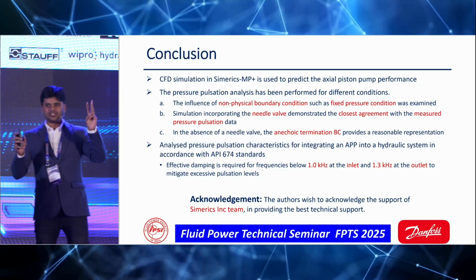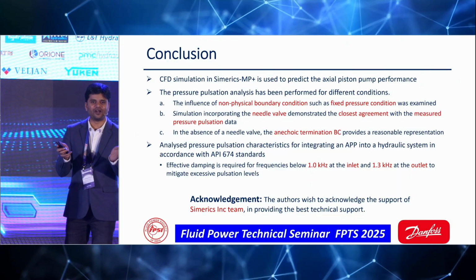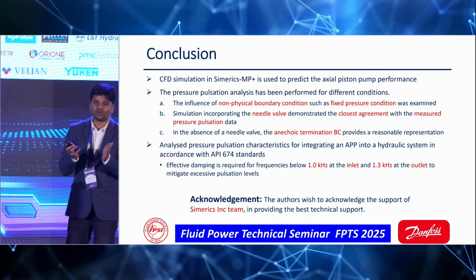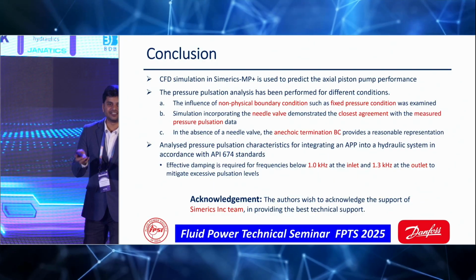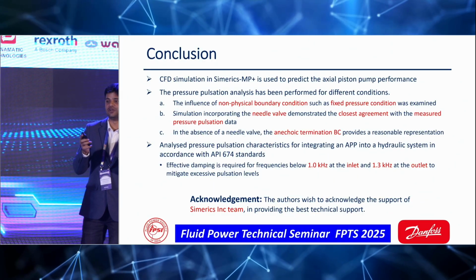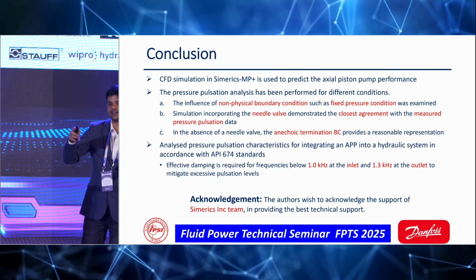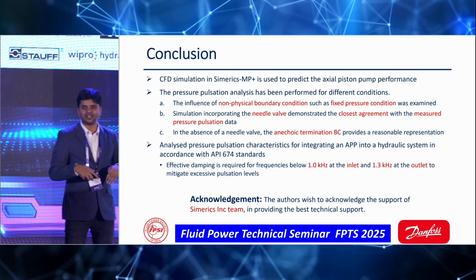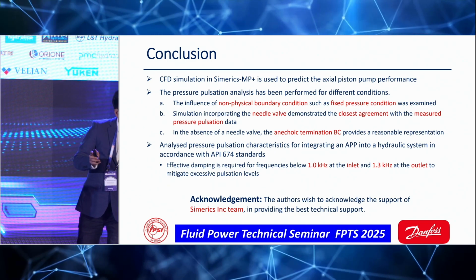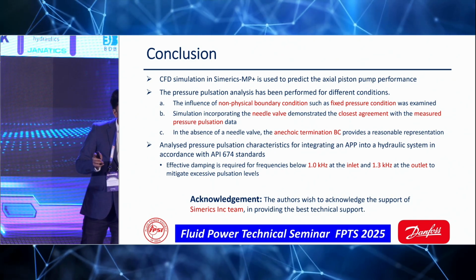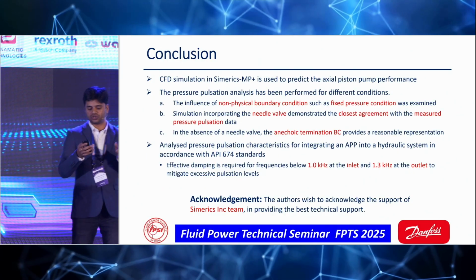Finally, there are three messages. One is for the general audience: axial pistons are used for hydraulics, especially for water, and we have that solution for you. For computational fluid dynamics engineers, be aware of what kind of boundary condition you are using. It is very important, more important than your mesh, because it dictates the physics. Third, if system designers are here, you have to use the dampener to mitigate this pulsation, at the inlet up to 1 kilohertz and at the outlet 1.3 kilohertz. Still, you can mitigate these pulsations to use the pump efficiently.